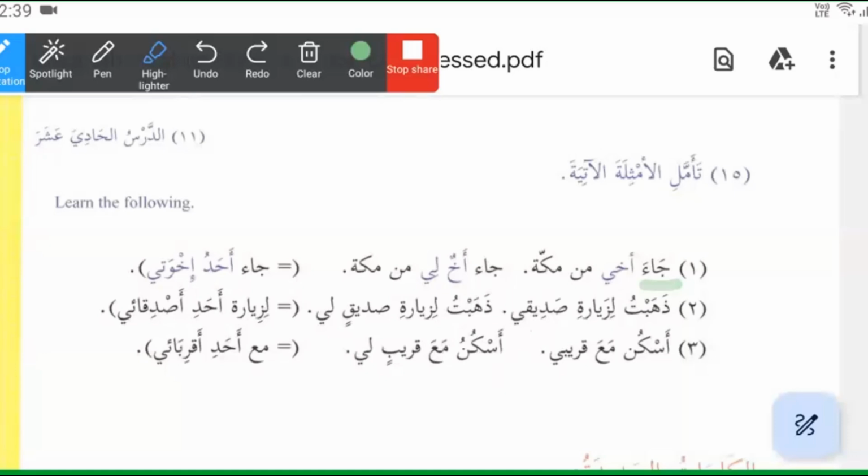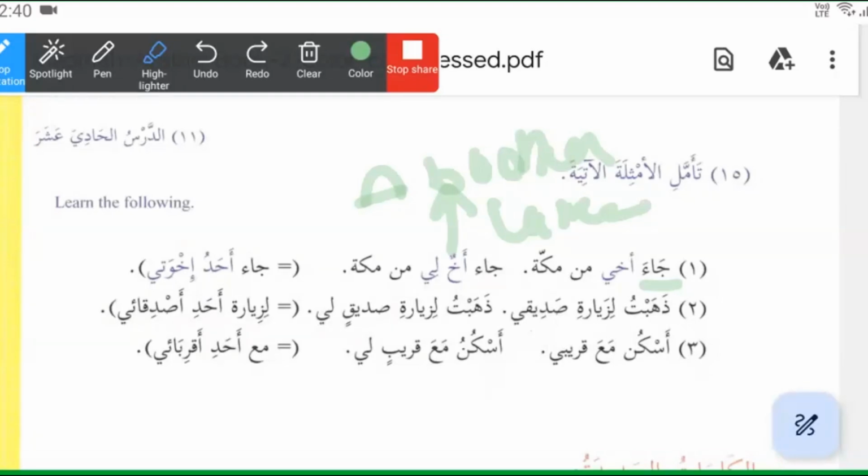جاء أخي من مكة, my brother came from Makkah. Then جاء أخ لي, a brother of mine came from Makkah. جاء أخ means a brother came. Then we have جاء أحد إخوتي, one of my brothers came.